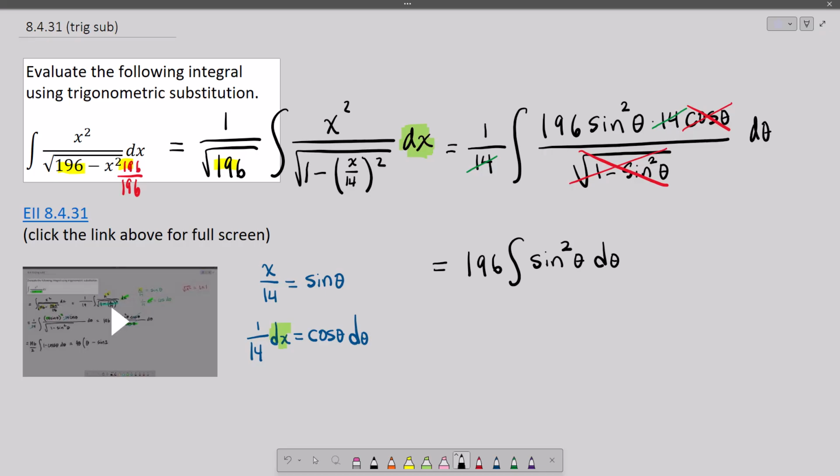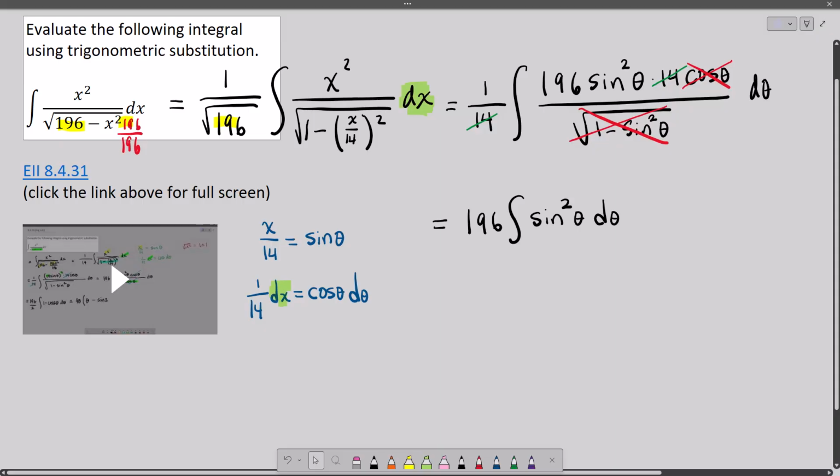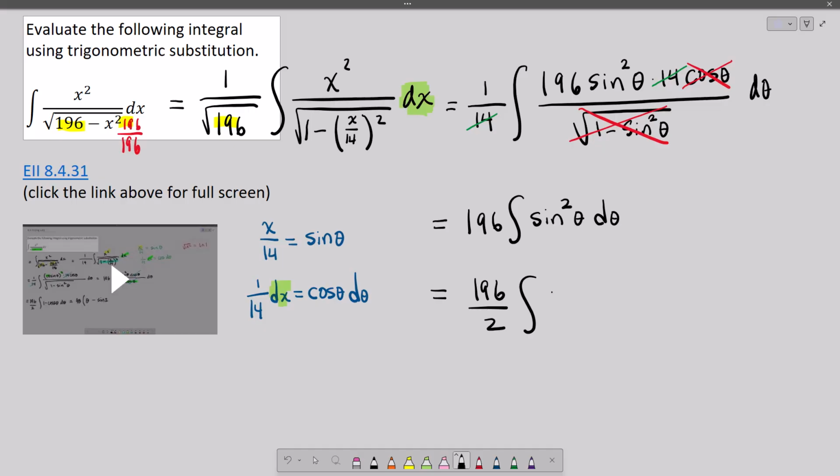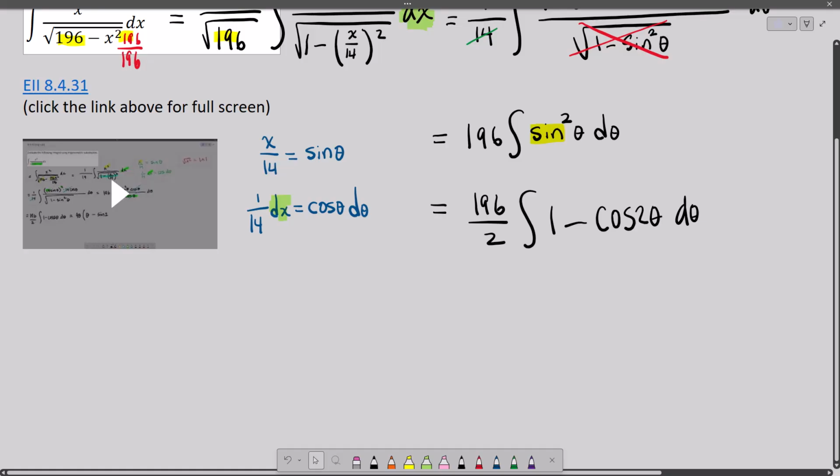What do we do when we have an even power on sine? Power reduction. So even power, we have to power reduce it. So that's 1/2. There's a 1 and a cosine of 2 theta. Is it plus or is it minus? Minus. Sin is bad. Sin is negative. Whatever it takes to remember it. So then we have 98 out in front.